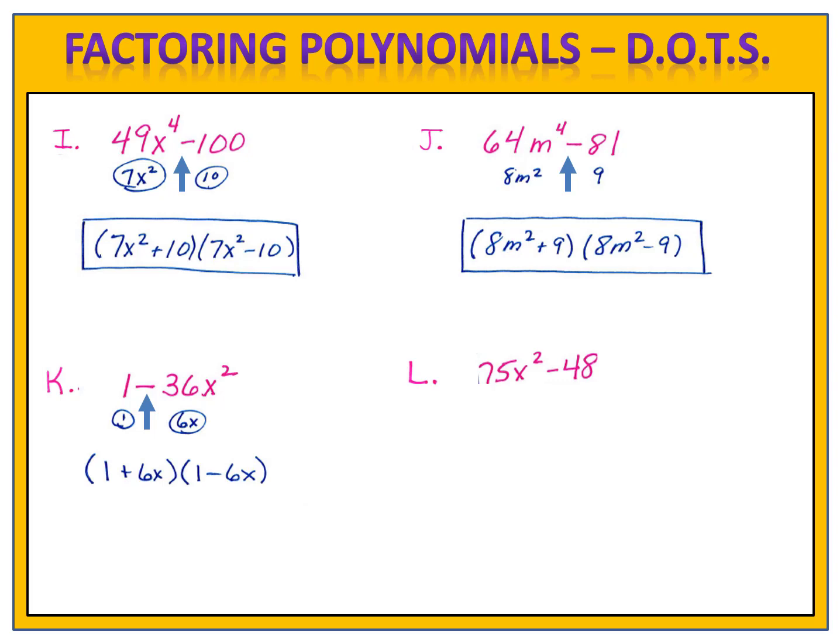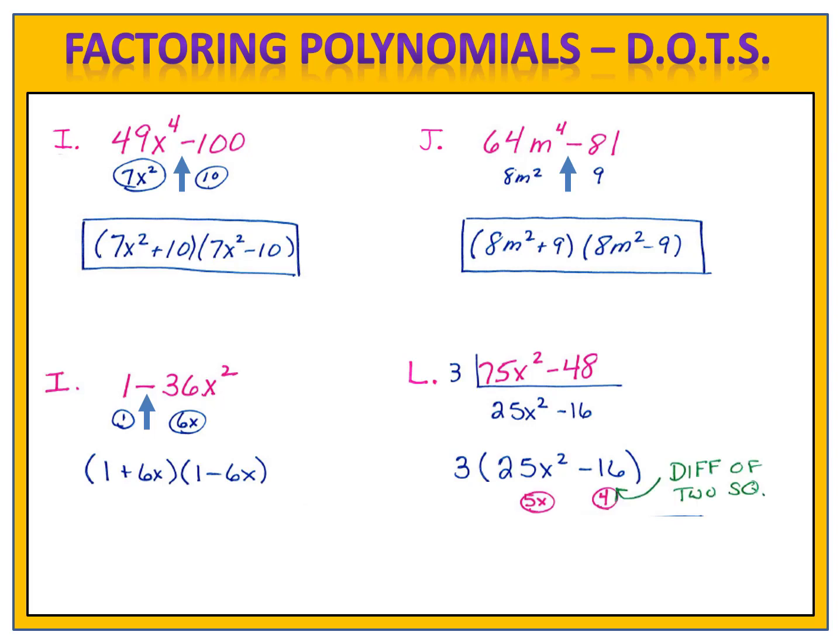Finally today, we'll end with an example that'll give us a preview of what we'll be looking at next time. Remember that I've said you always have to look for a greatest common factor first. And in exercise L, we do have a greatest common factor, 3. When we factor the greatest common factor out, we have 3 times 25x squared minus 16. And notice in the parentheses that what we now have is a difference of two perfect squares.